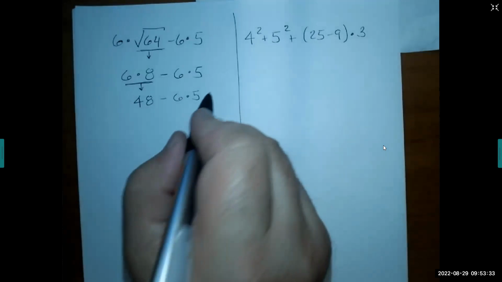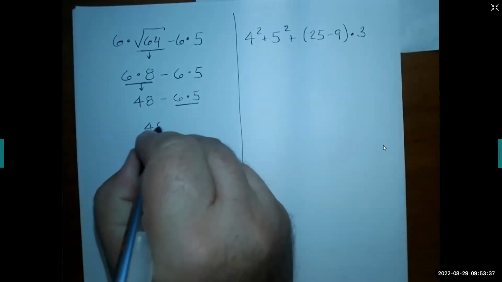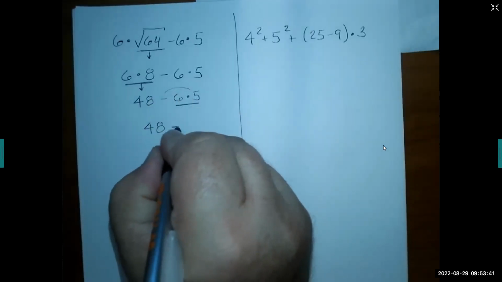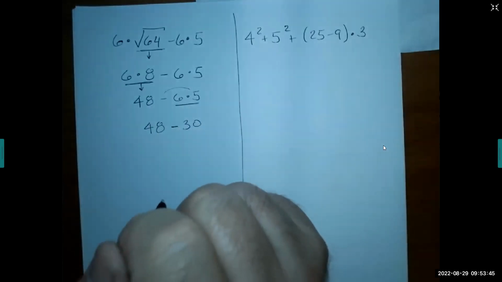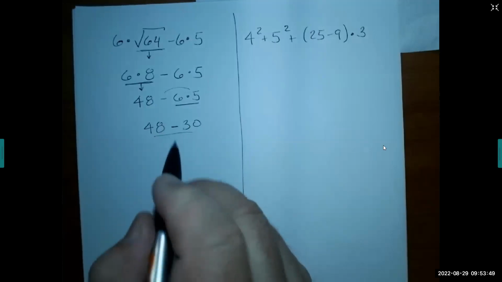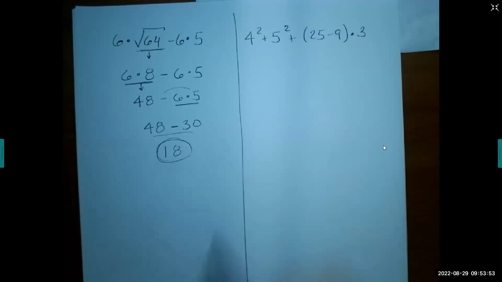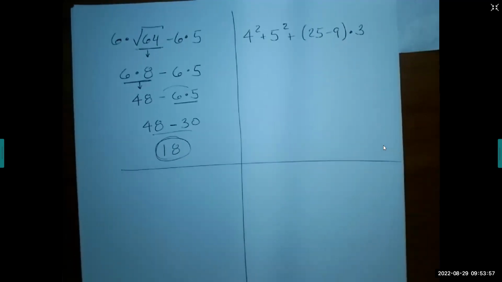Left to right, no special operations. Here's a multiplication. So a negative times a positive is a negative. 6 times 5 is 30. And then there's nothing left to do except subtract. 48 minus 30 is 18. Anybody miss that?